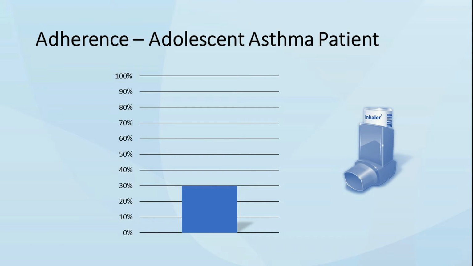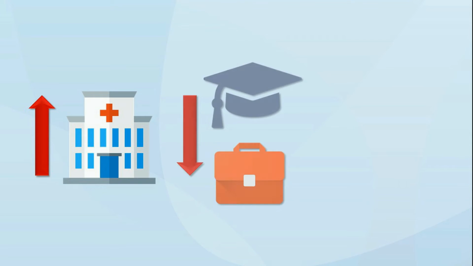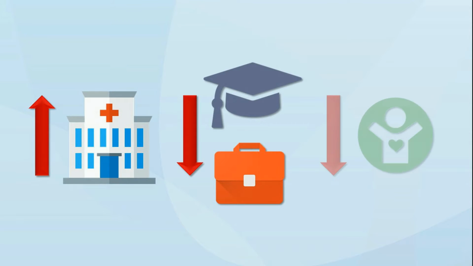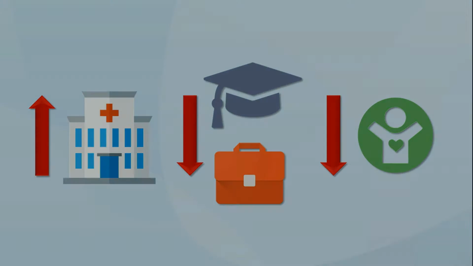Adolescent asthma patients show low adherence rates, varying between 30 and 70%, so they do often not take their medication as prescribed. These low adherence rates result in uncontrolled asthma and thereby unnecessary hospitalizations associated with absence of school and work and decreased quality of life.